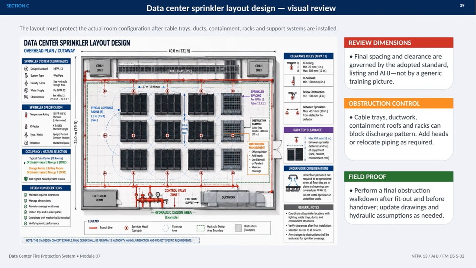Next, control obstructions. Cable trays, ductwork, containment roofs, and racks may block or redirect discharge. Where that happens, the design may need additional sprinkler heads or relocated piping. Finally, perform field proof. After fit-out and before handover, conduct a physical obstruction walkdown. Confirm that the installed conditions match the drawings, then update the drawings and hydraulic assumptions wherever necessary. The governing references here are NFPA 13, the AHJ, and FM Datasheet 5-32.